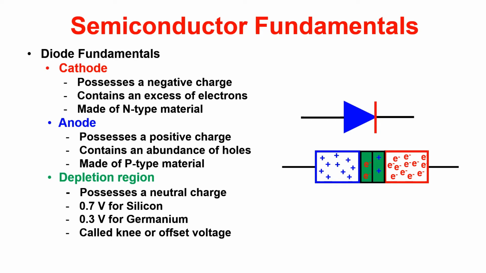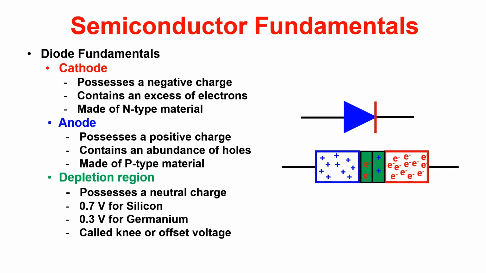This brings us to the depletion region known as the PN junction, which is doped with both P and N-type material and possesses a neutral charge. When a diode is forward biased, which we'll get to in a second, the voltage drop seen across a silicon diode is 0.7 volts and 0.3 volts for a germanium diode. This voltage drop is called the knee or offset voltage.